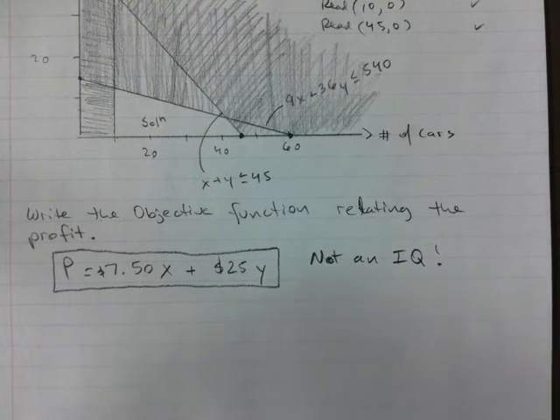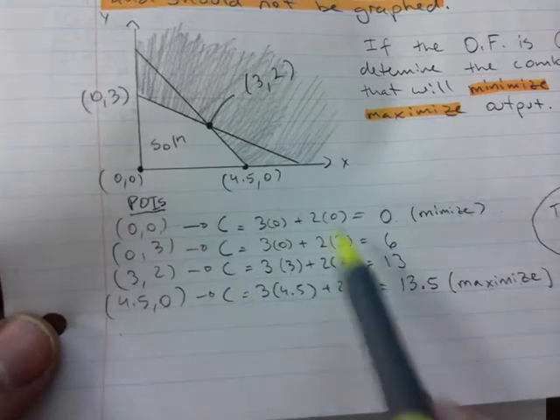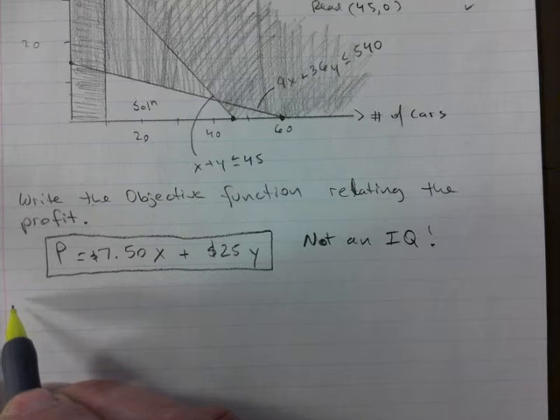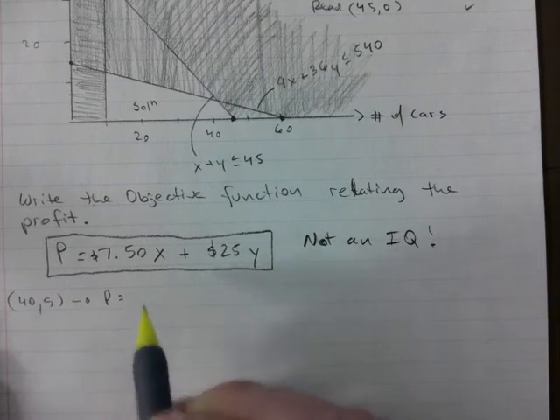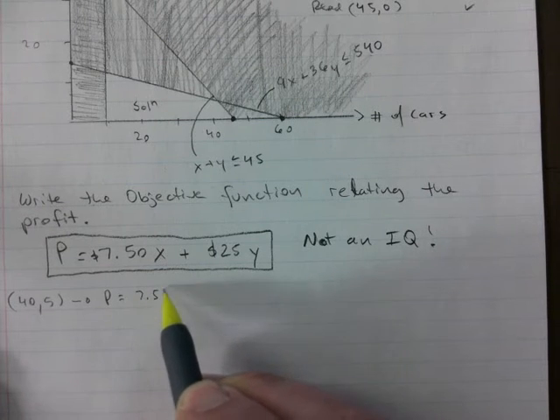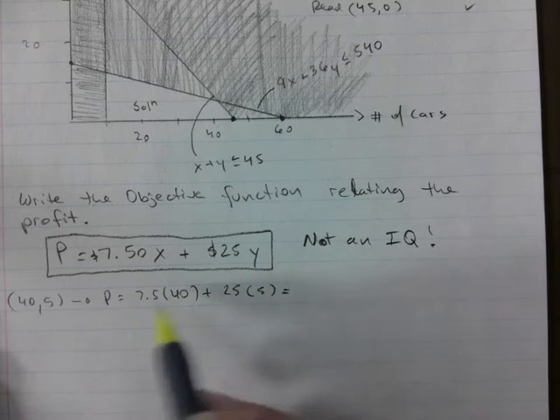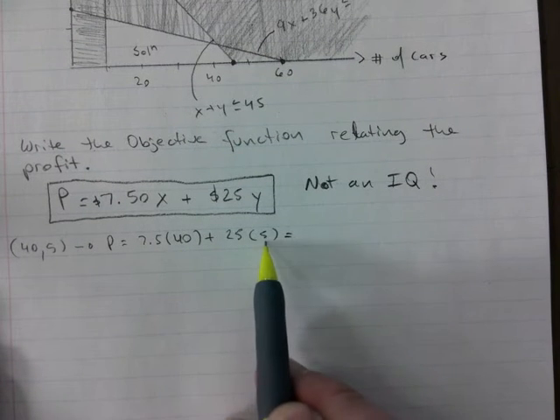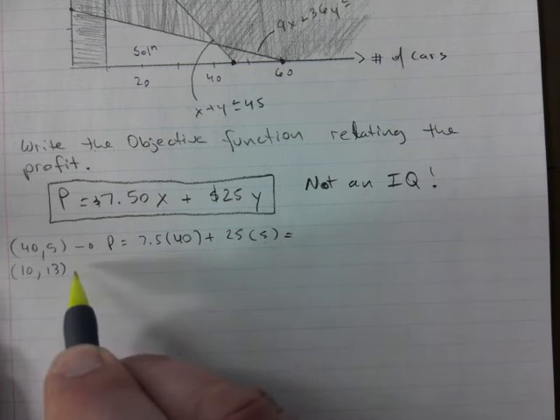Okay. So now, just like we did at the very beginning, remember this exercise here? We took our POIs and ran them through the objective function. We're going to do that again here. So we take 45, we plug that in. I'm okay with you not showing every single step. So I'm just plugging in 40 and 5. Then I plug in 10 and 13, not 12 and a half.